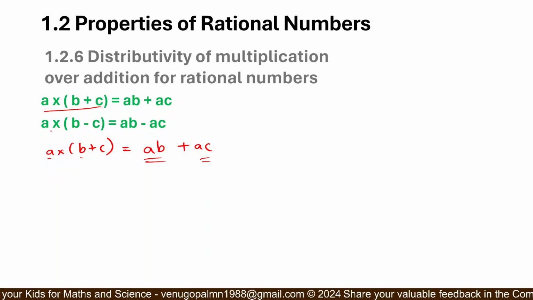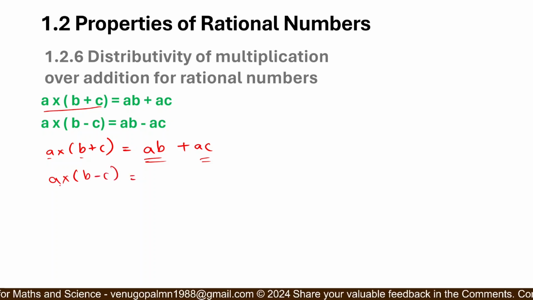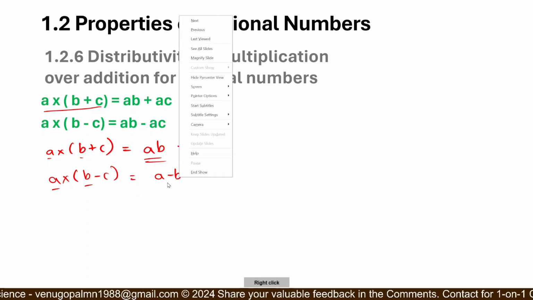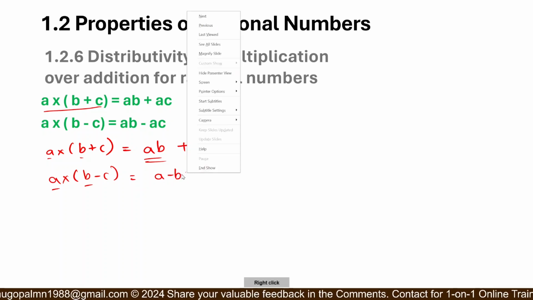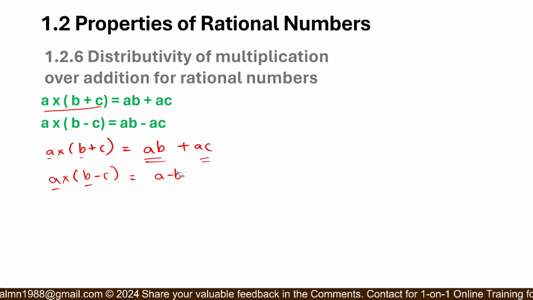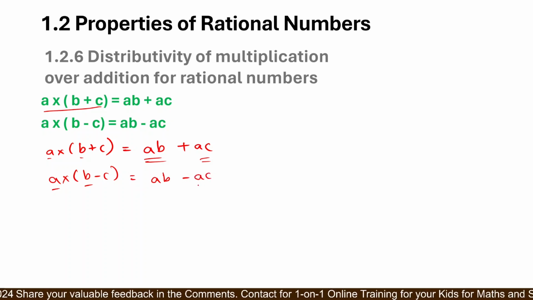Similarly, if there is a subtraction, A cross B minus C. How to solve this? First let us multiply A with B. Let us take an eraser. First, let us multiply A and B, it will become AB. Since the sign is minus, what we have to do is subtract AC. AC. Got it, guys?